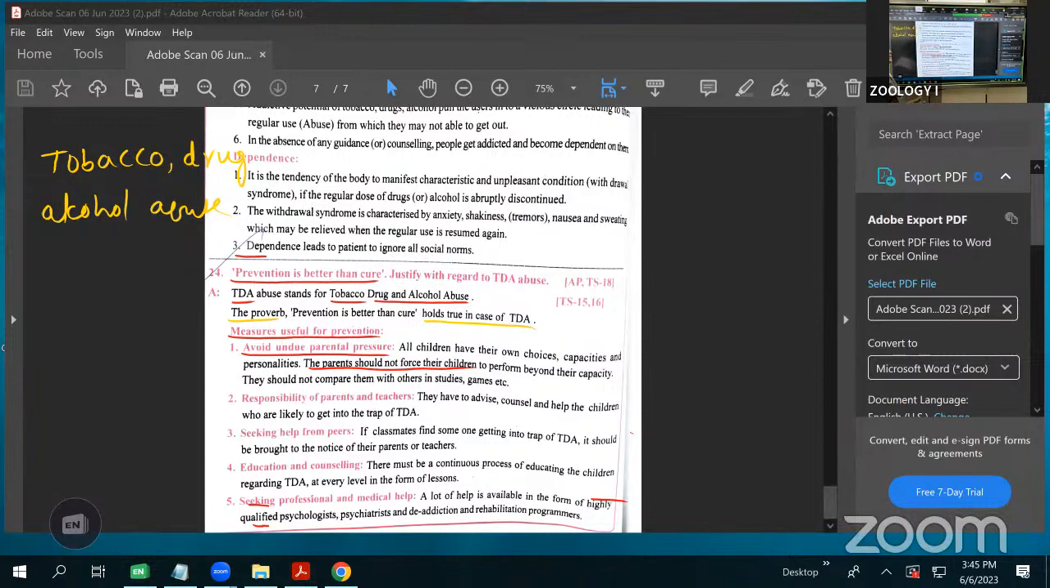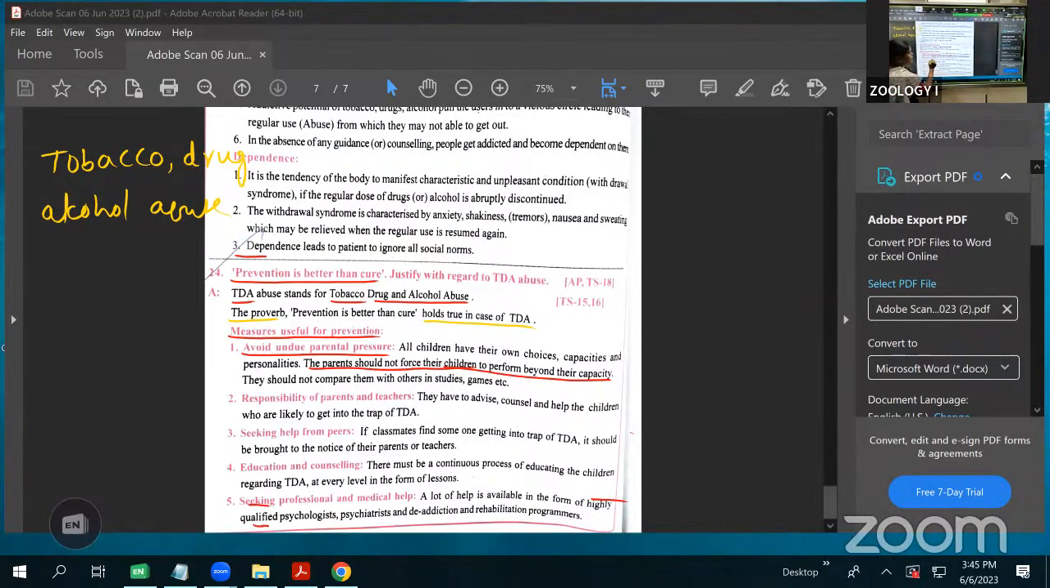They can't do anything. That's why the parents should not stress the children. That way we prevent tobacco and drug abuse. Here it means the parents should not force their children to perform beyond their capacity. For example, even if the students didn't pass, the parents are expecting them to get a rank, which is beyond expectation. The children are under pressure, and at that time they become addicted to tobacco, drugs, and alcohol. That is one condition.